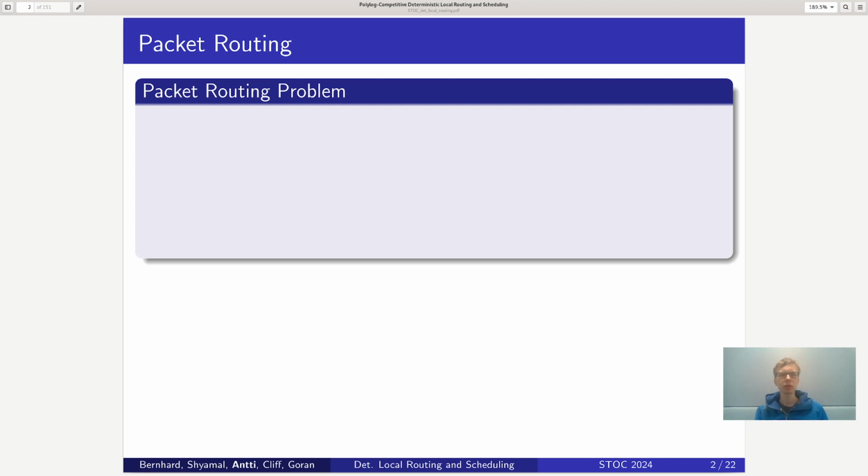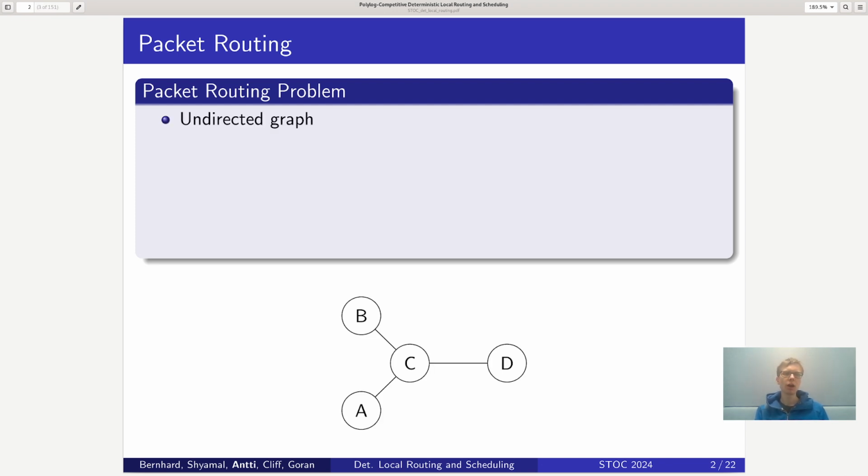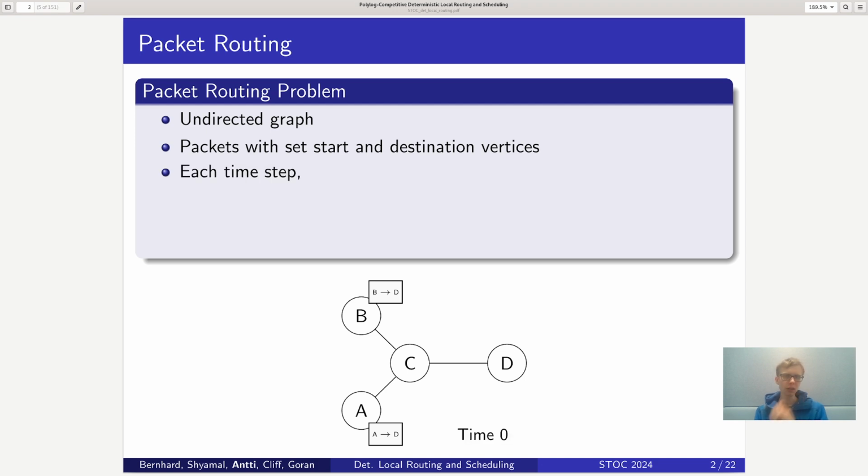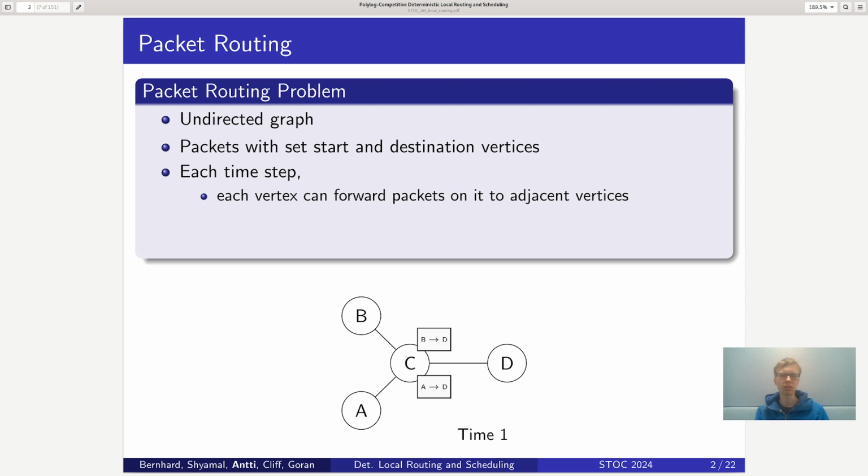What is packet routing? Well, in it you are given an undirected graph, and there are some packets in the graph. Each packet has a start and a destination vertex. So here we have one from A to D and one from B to D. Then there are multiple time steps, and each time step, each vertex can send some of the packets on it to adjacent vertices. So here we can have both of these vertices send their packet to vertex C. However, each time step, a vertex can send only one packet over each adjacent edge. So vertex C cannot send both of these to D.